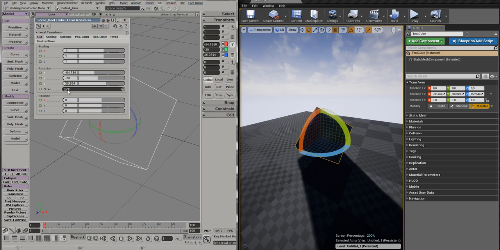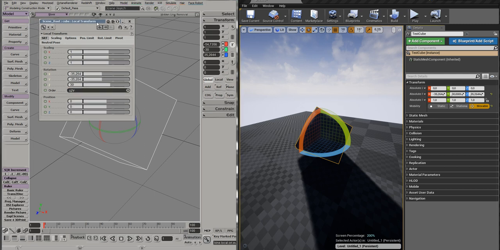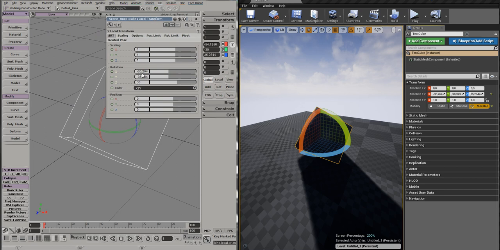the order is X, Y, Z, as you see here, X, Y, Z. But if I change it to XZY, then I get minus 35.2, minus 35.2, 30. And that's almost the same as here.